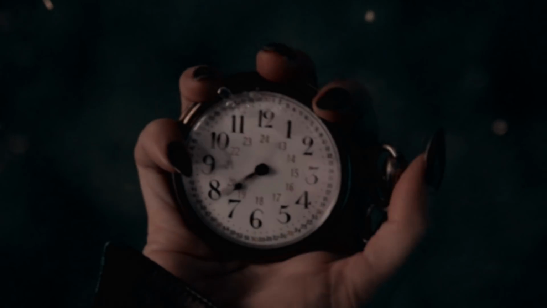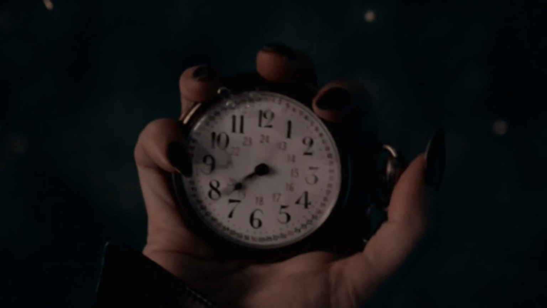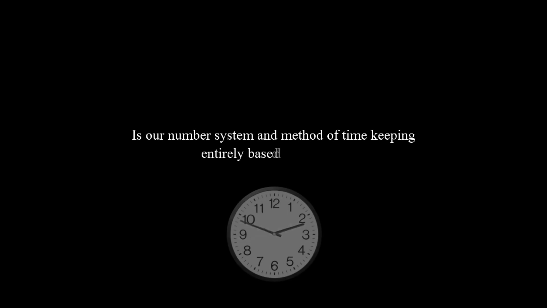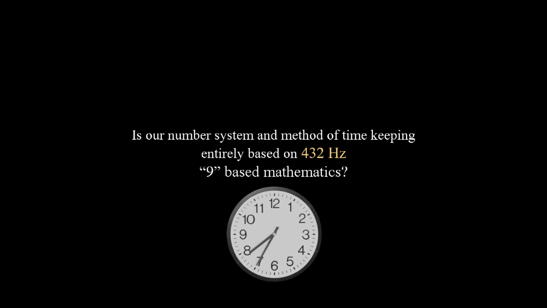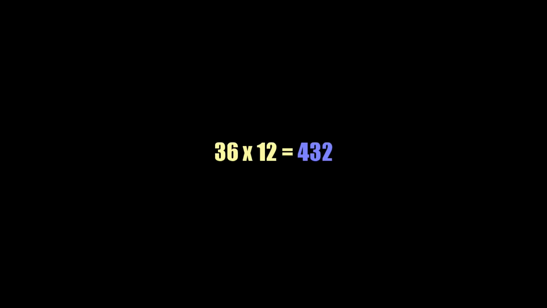Next, let's look further into how the 432 Hz frequency is in time itself. Is our number system and method of timekeeping entirely based on 432 Hz, 9-base mathematics? How many seconds are in 12 hours? 43,200. That's 432. Divide or multiply a whole unit by 12. So 60 seconds times 12 equals 43,200 seconds. 36 times 12 equals 432.